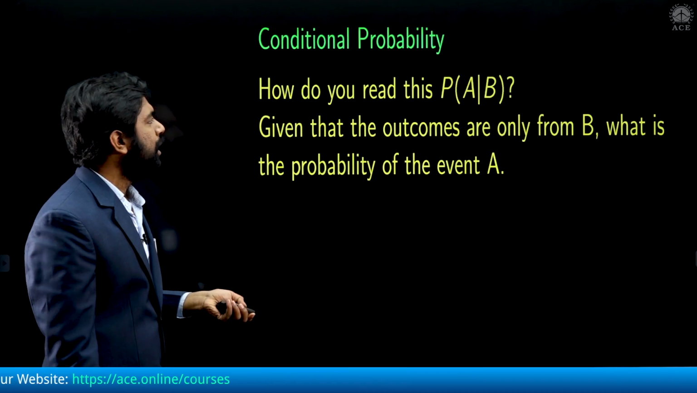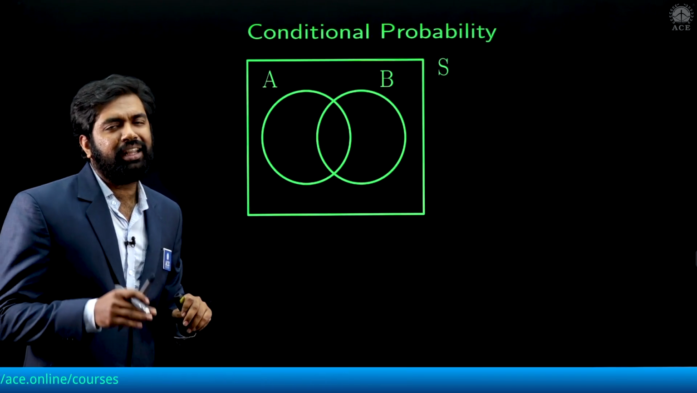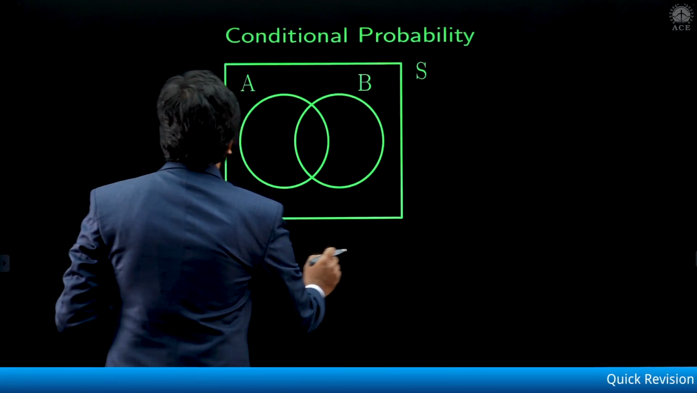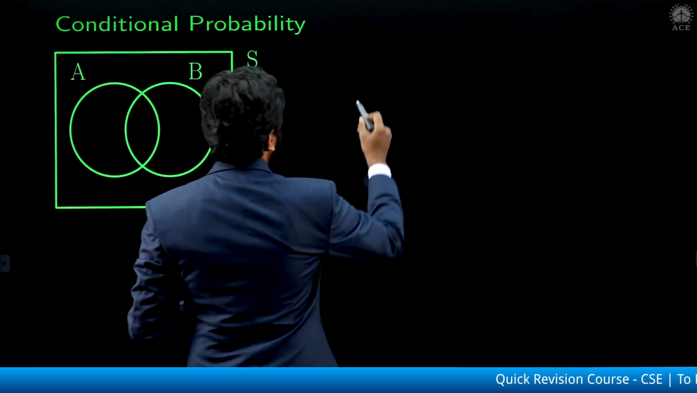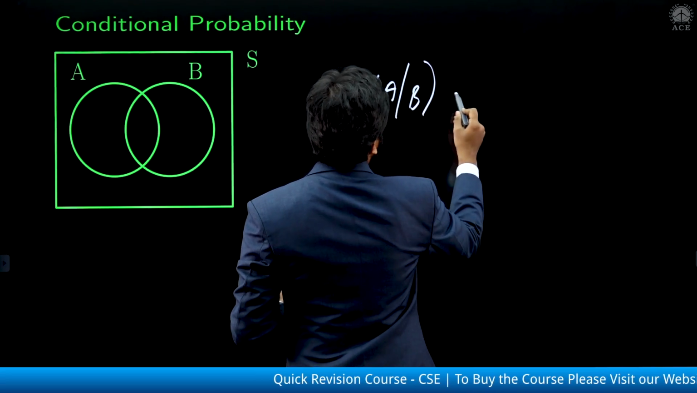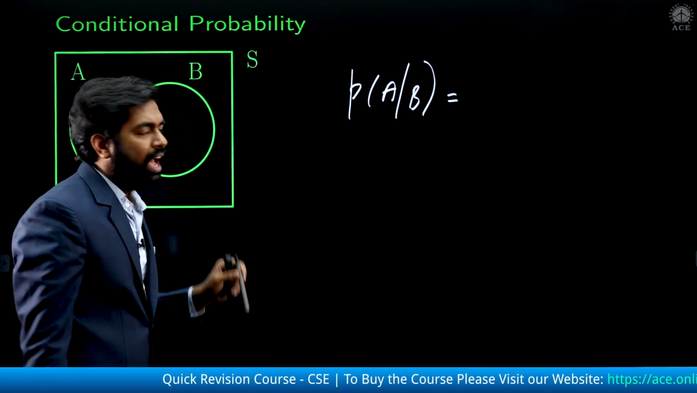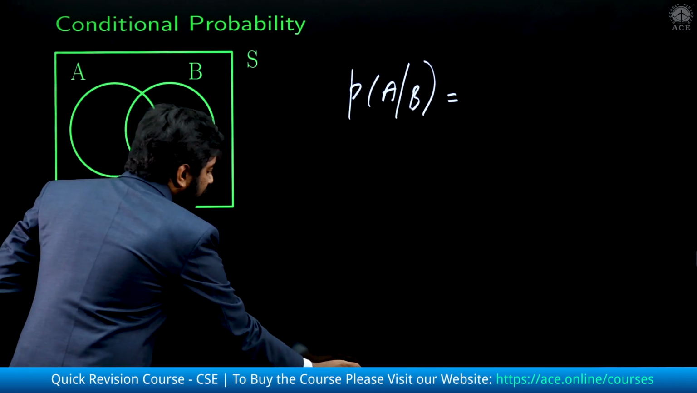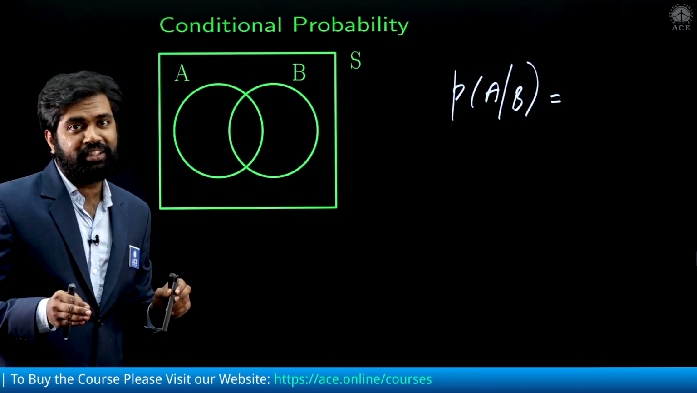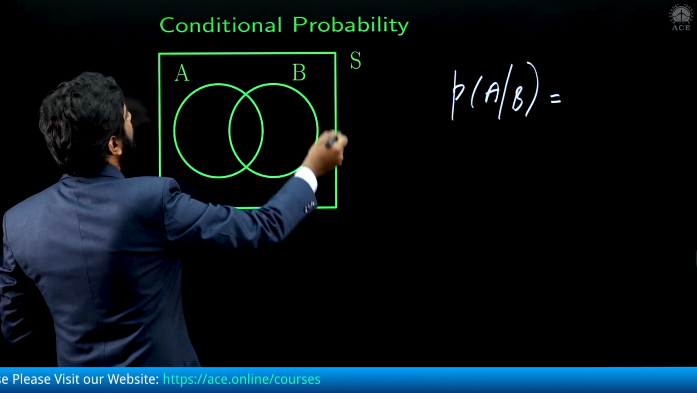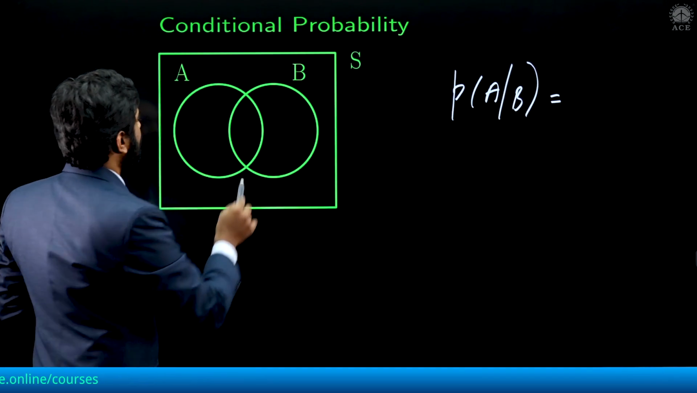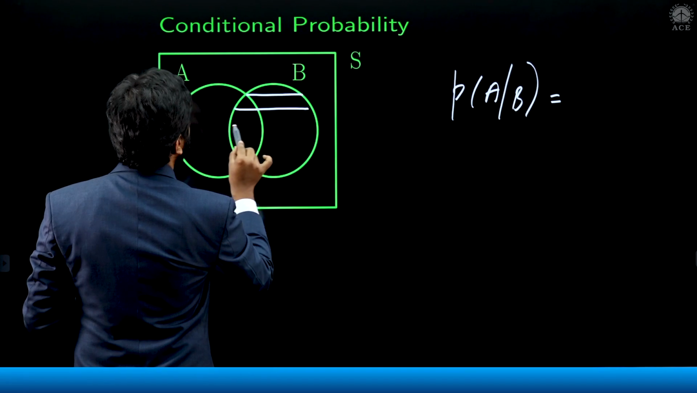For that, I'll take a sample space. Let A and B be events in the sample space. I'm interested in finding the conditional probability of A given that the outcomes are only from B. How do you find this? Have a look at this here. It's clearly given that the outcomes are only from B. Because of this, B is going to act like the reduced sample space. So let's highlight this. This is our reduced sample space.